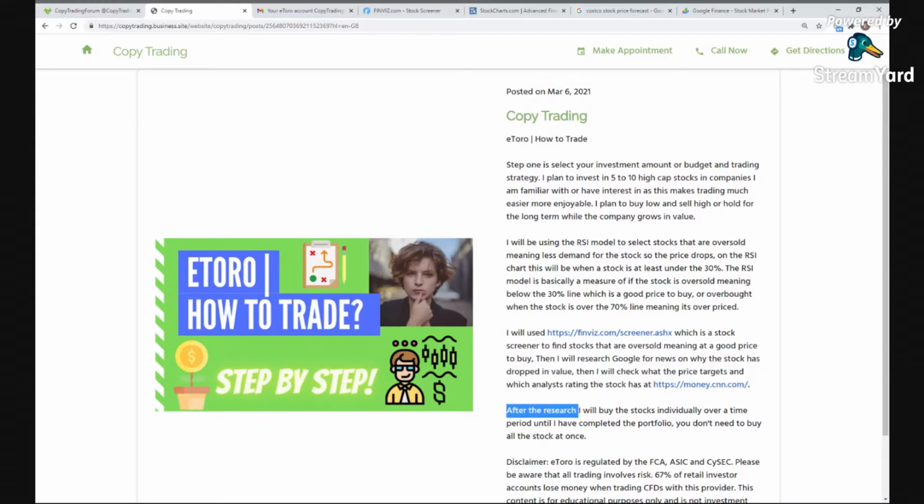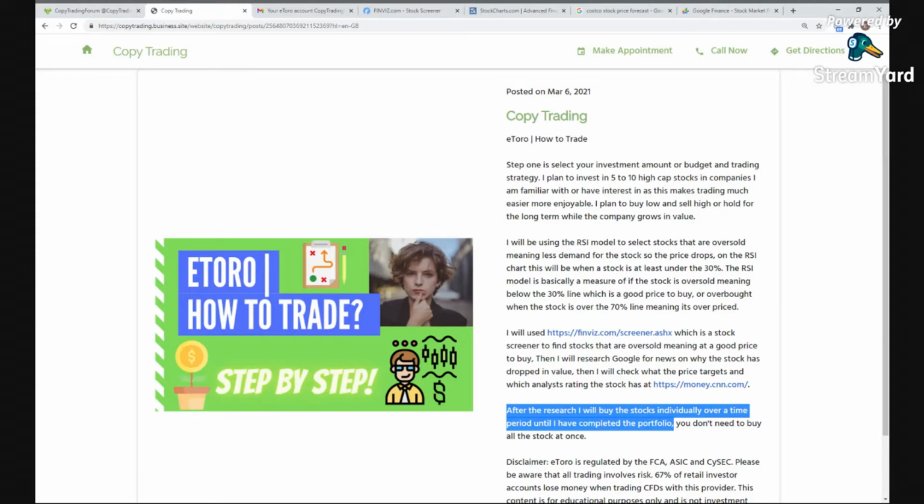So after the research, I will buy the stock individually over a time period until I've completed the portfolio. So I'll not buy all the stocks in one day. If I buy 5 stocks within 1 or 2 weeks, I'm happy. But I have my plan, I have my budget, my investment amount, and how many stocks I'm going to invest in. But you need to buy at least 5 stocks in different categories, like some in the electric vehicle market, some in the food market, some in technology. So you're spreading your risk for risk management, okay? And I'll explain that to you shortly. So you don't need to buy all the stocks at once.